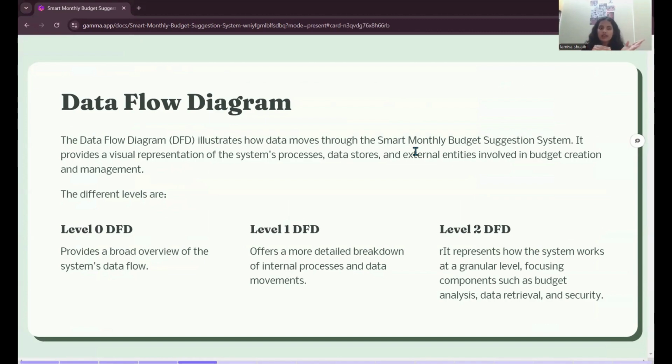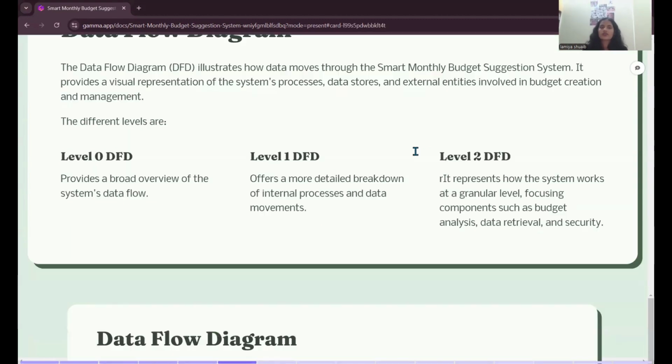Firstly, we have three levels: level 0 DFD, level 1 DFD, and level 2 DFD. Level 0 DFD provides a very broad, concise overview of how the project is going to be. Level 1 DFD mentions a more detailed breakdown of level 0. In level 2, we have a granular breakdown, the most detailed form of how the process is going to work.